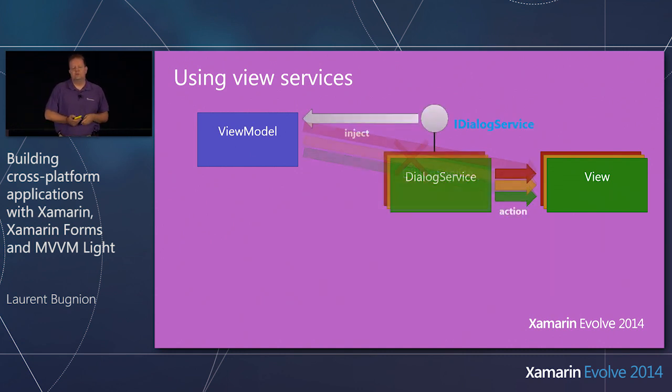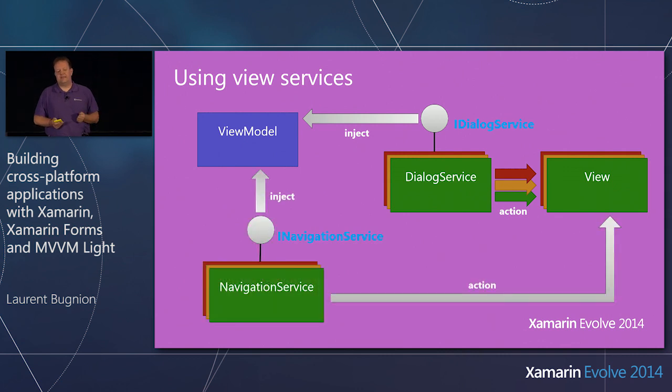So instead, what we are going to do is something like that. We are going to build an abstraction of the view service, in that case, a dialog service. And we are going to put it into the view model, inject it, or use any technique that you prefer. Personally, I like dependency injection with an IOC container. And then the view model is going to interact with this IDialogService in that case. And then you have one implementation per platform. Okay?